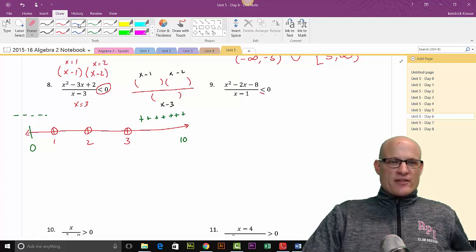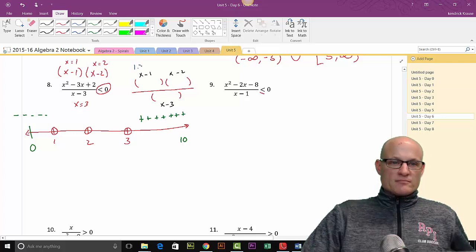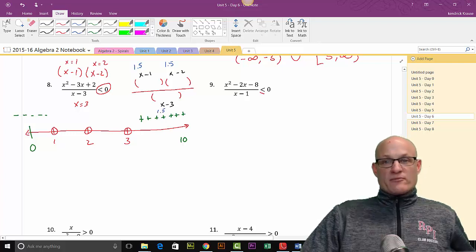Now we're going to try the number 1.5. 1.5 minus 1 is positive. 1.5 minus 2 is negative. 1.5 minus 3 is also negative. 2 negatives make a positive.